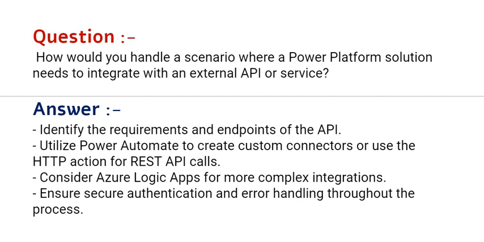Our next question is, how would you handle a scenario where a Power Platform solution needs to be integrated with an external API or service? Your answer should be identify the requirements and endpoints of the API, utilize Power Automate to create a custom connector or use the HTTP action for REST API calls, consider Azure Logic Apps for more complex integrations, ensure secure authentication and error handling throughout the process.